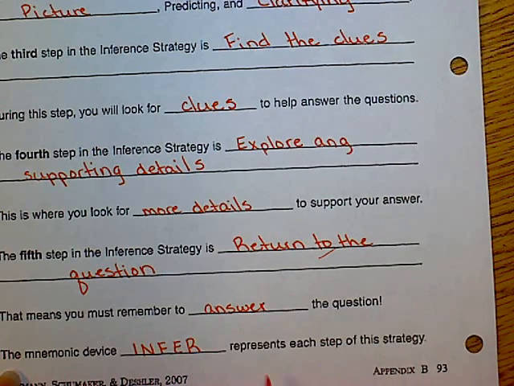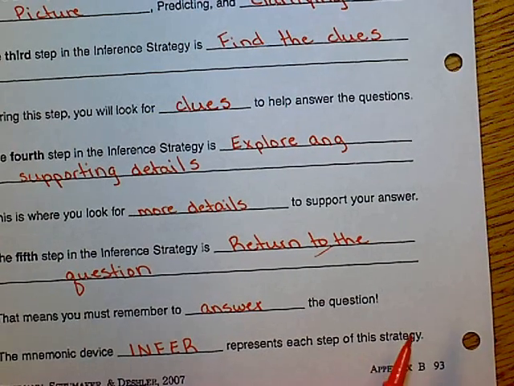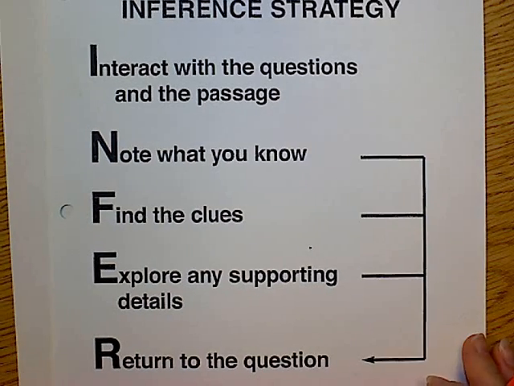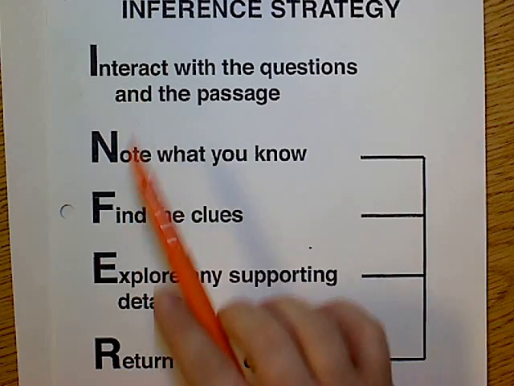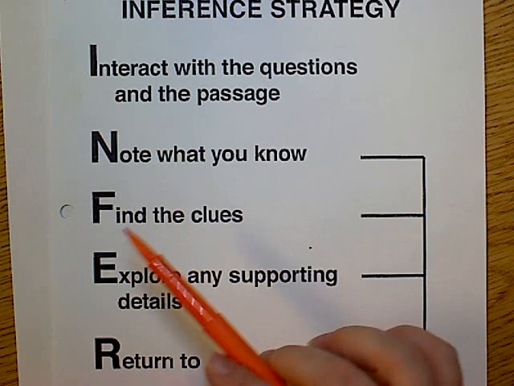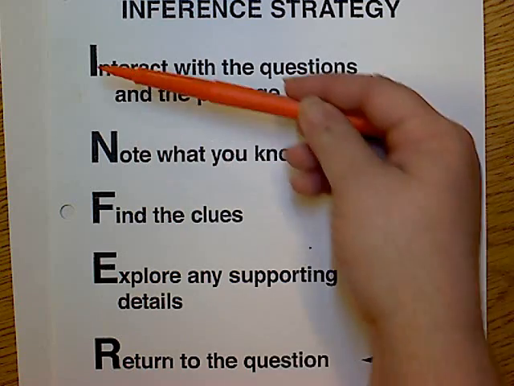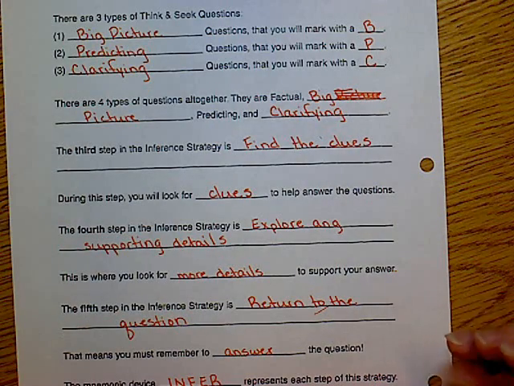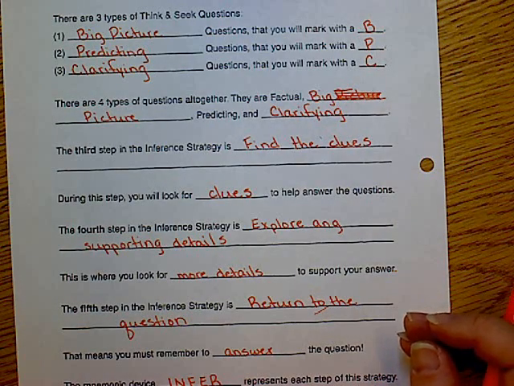The mnemonic device, INFER, notice I'm going to put it in all capitals because each letter stands for something, represents each step of this strategy. You're not going to be able to see all of it. Let me see if I can zoom out so you can see more of it. Okay, so the inference strategy is to interact, note, find, explore, and then return. So INFER. It's a mnemonic device to help you to remember how to infer questions that you run into when you are working through a passage.